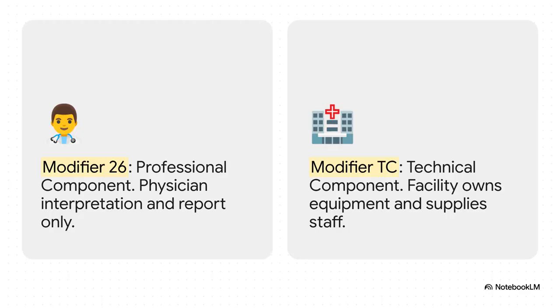So, mastering radiology coding basically starts with one massive question. Who owns the equipment and who is actually reading the report? See, radiology services usually have two distinct parts. Modifier 26 represents the professional component. You're going to use this when a physician only interprets the image and writes up the official report. On the flip side, we have modifier TC, or the technical component. This one gets billed by the facility that owns the physical machine, pays the staff, and covers the overhead, but they aren't the ones actually interpreting the film.